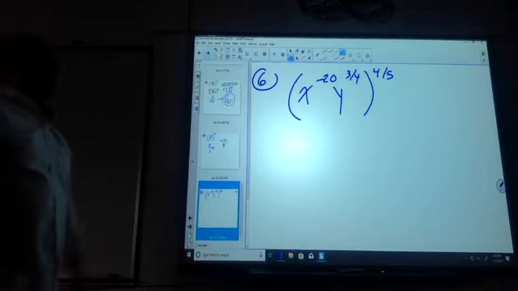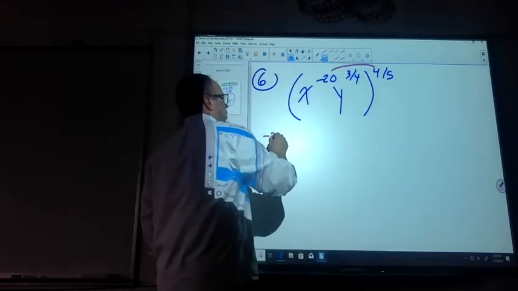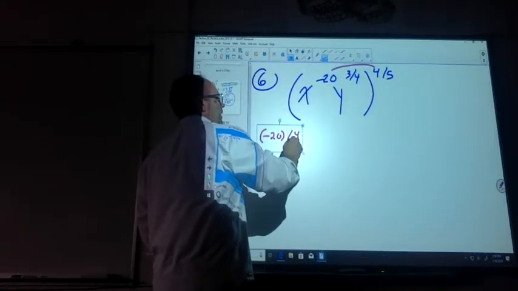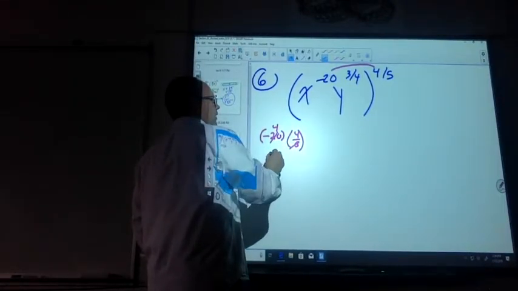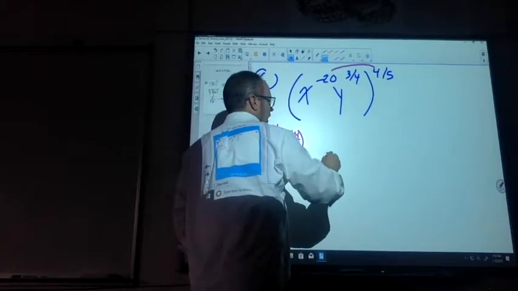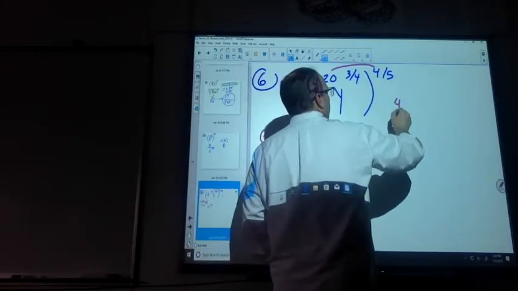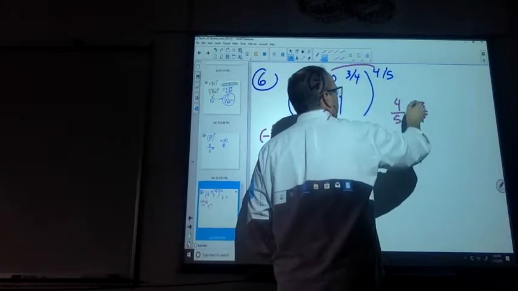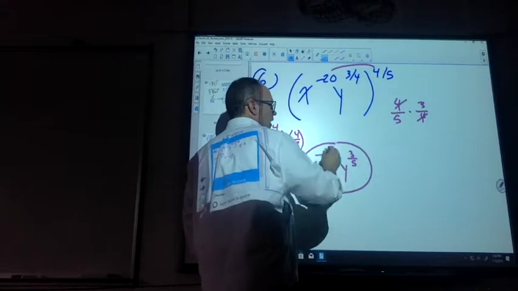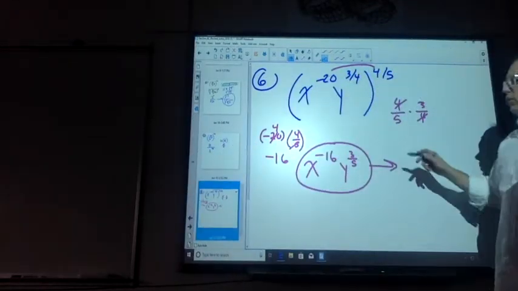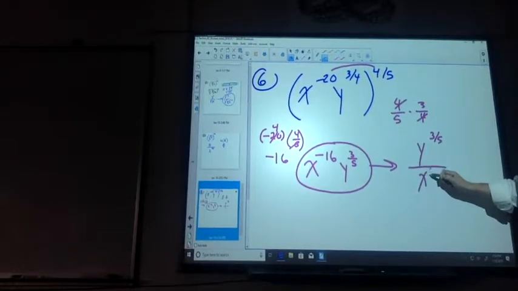We can hang on to the negative exponent for right now. So that 4/5 is going to get multiplied here. So I have negative 20 times 4 over 5. That's going to give me negative 4, so I get negative 16. I get x to the negative 16, so that's going to move down. And then I have 4 over 5 times 3 over 4. Those cancel, so I get y to the 3/5. So that's almost done, but I don't want a negative exponent at all, so I'm going to move the x to the 16 down.